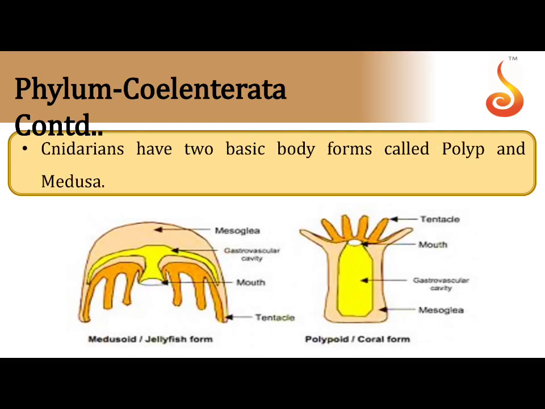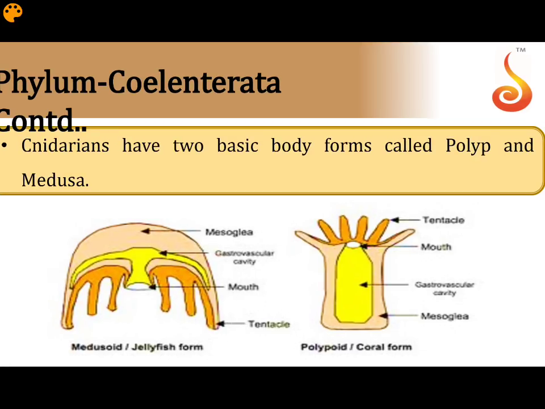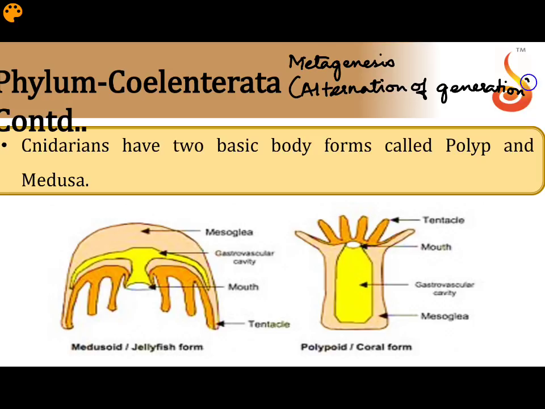Now, the most significant feature we see in Coelenterata is metagenesis. Metagenesis means alternation of generation. What are the two alternate generations? One is polyp, the other is medusa. The polyp form is otherwise called the coral form. The medusoid form is otherwise called the jellyfish. Medusoid forms give rise to polyp. Polyp forms give rise to medusa. They alternate with each other in their growth.